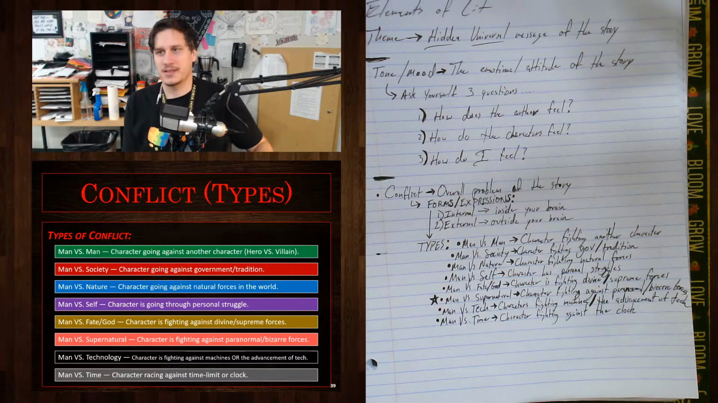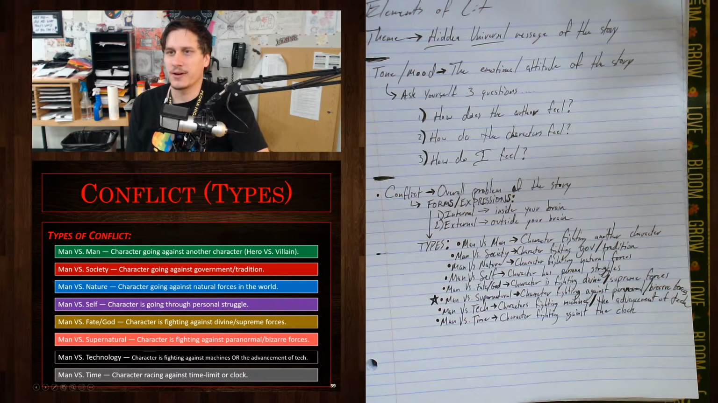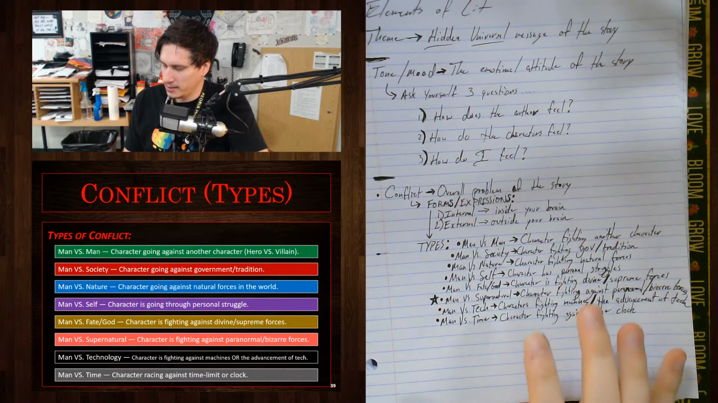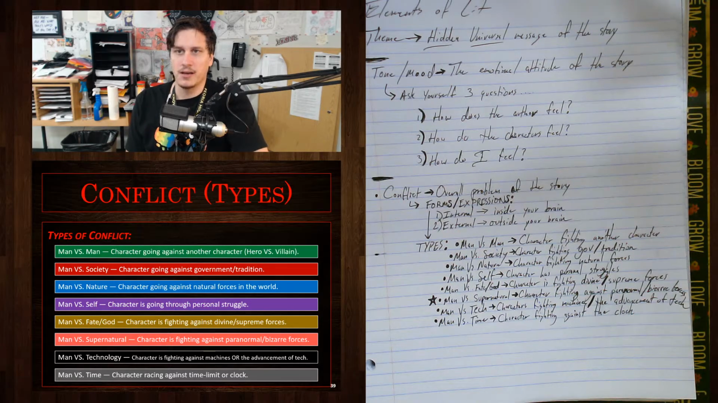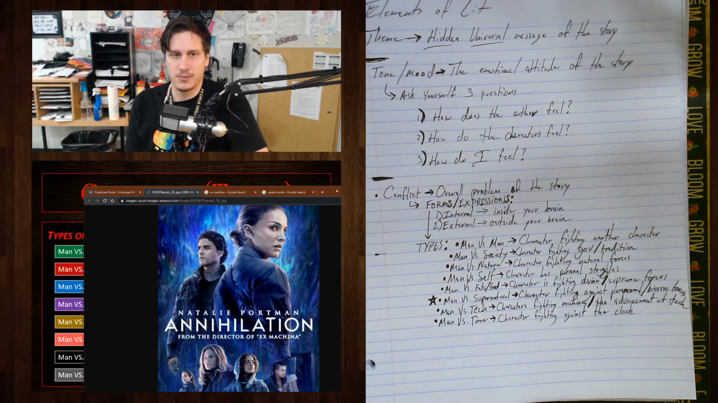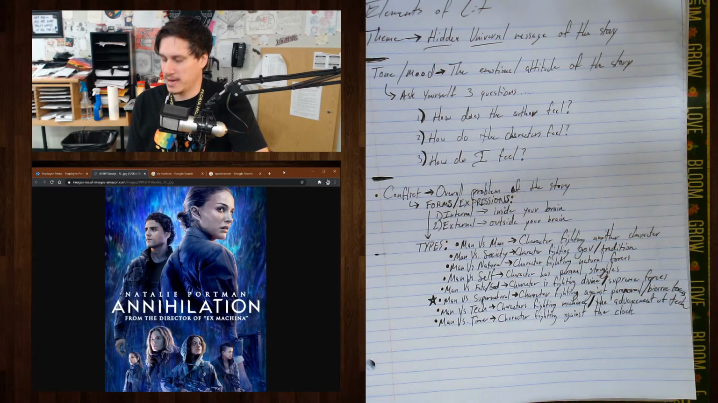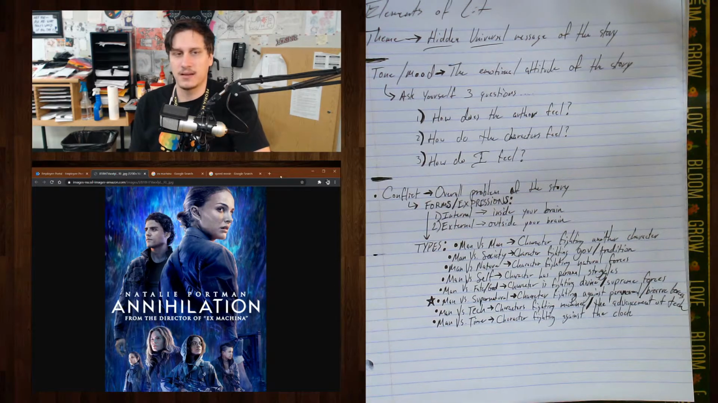Okay, other examples real quick because I forgot to bring them up. Let's talk about Supernatural real quick. If you've ever seen or heard of the movie Annihilation with Natalie Portman and Oscar Isaac, this is an incredibly good sci-fi movie. That is definitely Supernatural right there. You have a team of female scientists who have to go into this zone, so to speak, that has been infected by alien activity, and they can't really figure out what's going on.